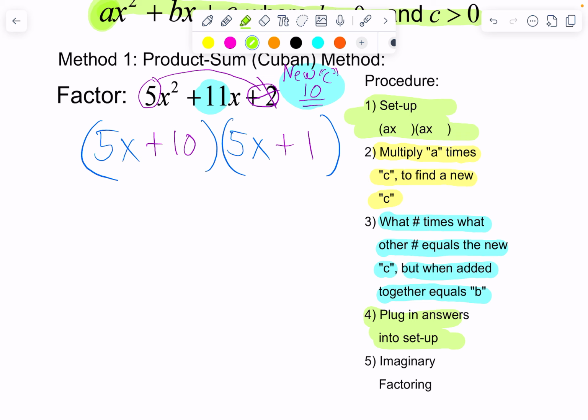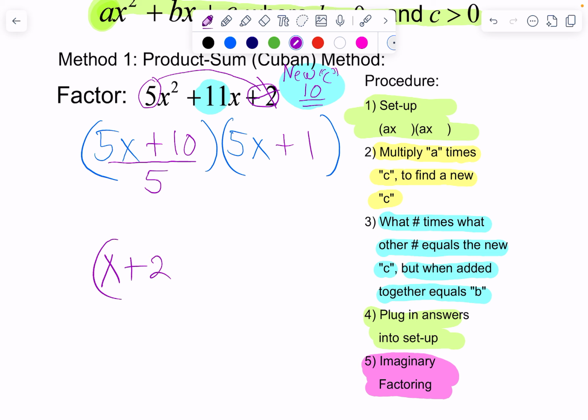And the last and most important step is called imaginary factoring. I call it imaginary because we're going to factor out any and all GCFs from either or both of the binomials that we've created, and we're not going to keep them. So therefore, it's an imaginary factor. That's the tricky part here. So in this first binomial, I can take out a 5. So I am not keeping the 5. That is the imaginary factoring, and I am done.